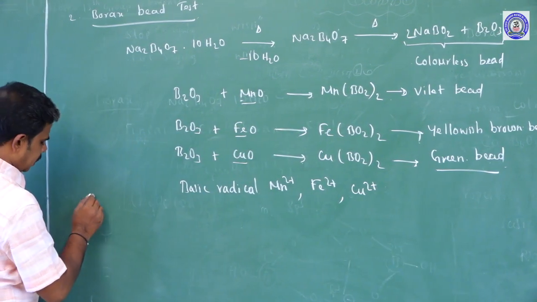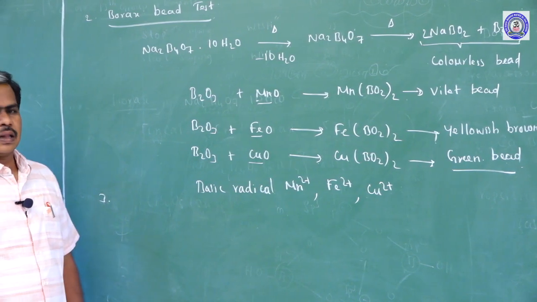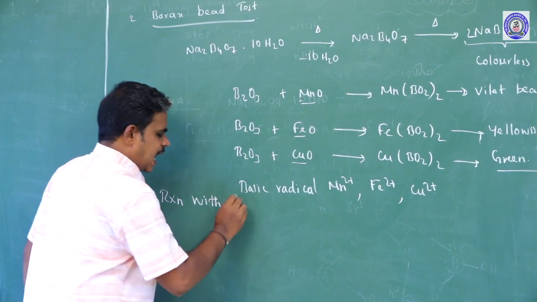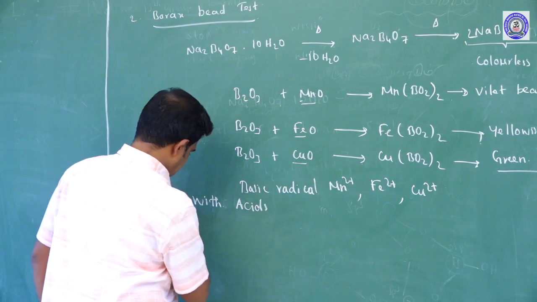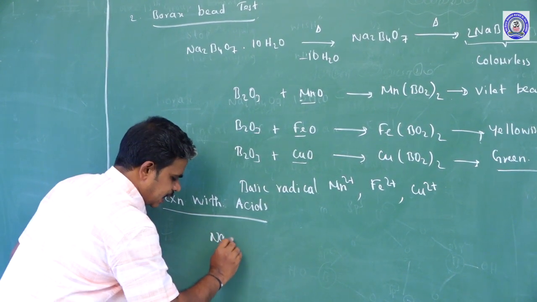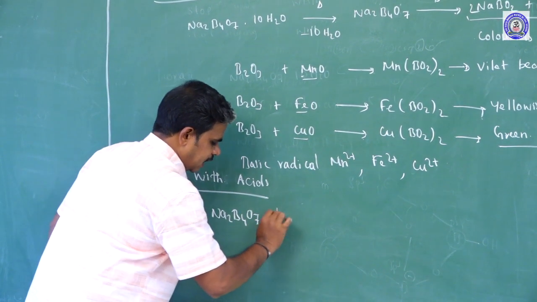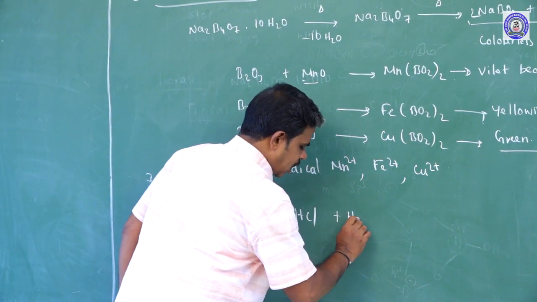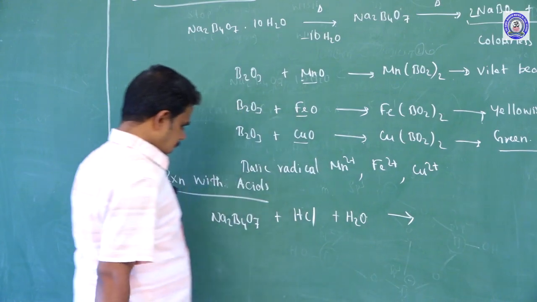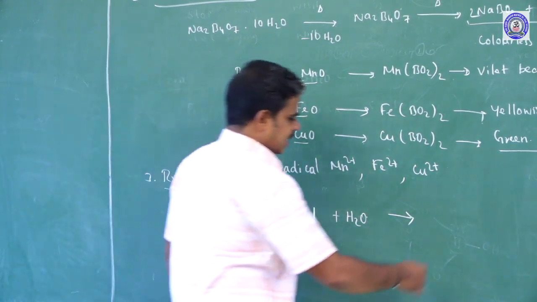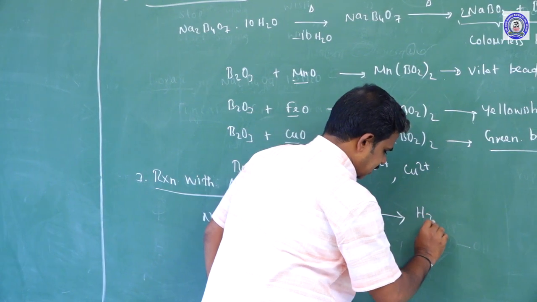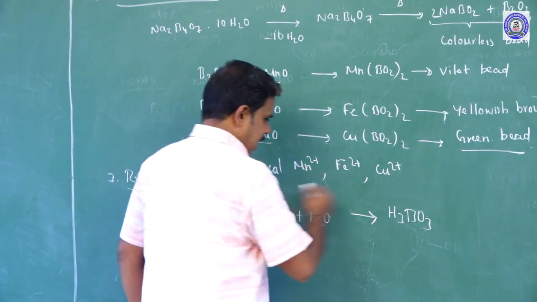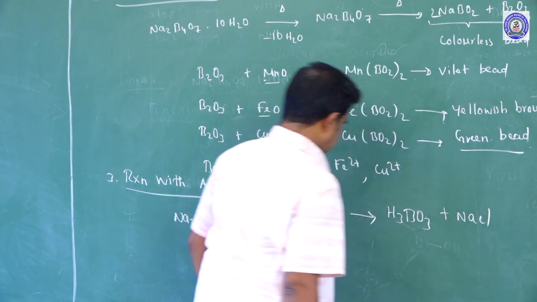Now, we may take the third property, that is reaction with acids. So, borax Na2B4O7 is reacted with HCl, hydrochloric acid, in aqueous solution, so we are adding water. Then Na and Cl are there, so that is NaCl. So the main product is H3BO3. H3BO3 is nothing but boric acid, and NaCl, sodium chloride.